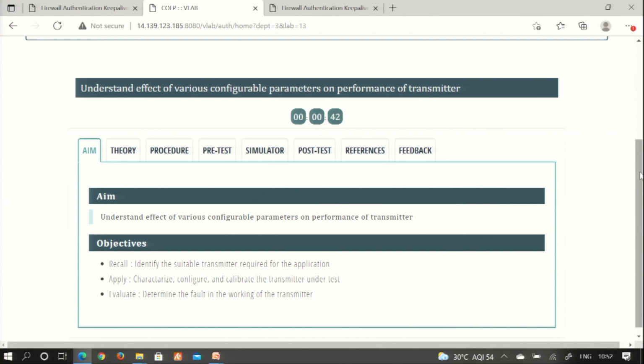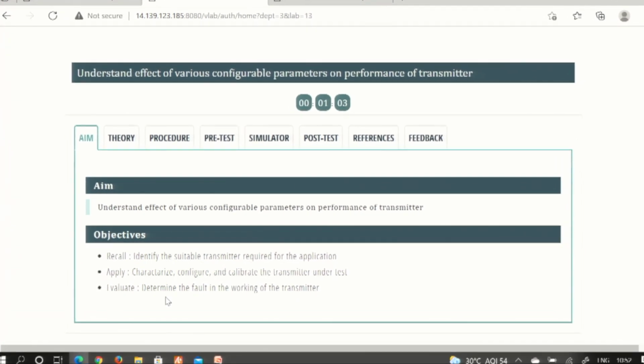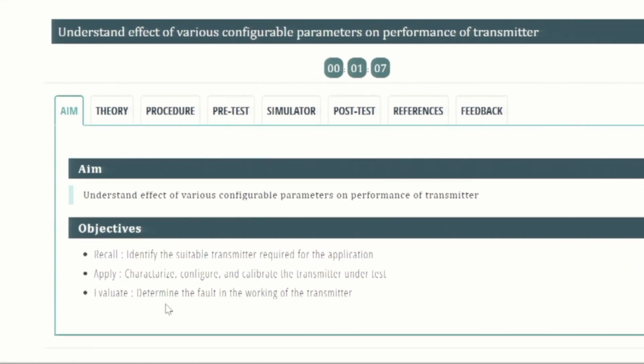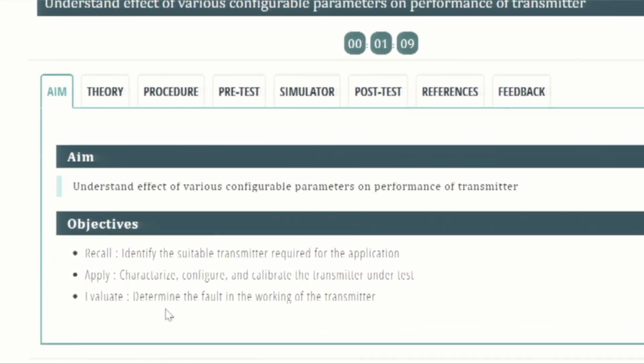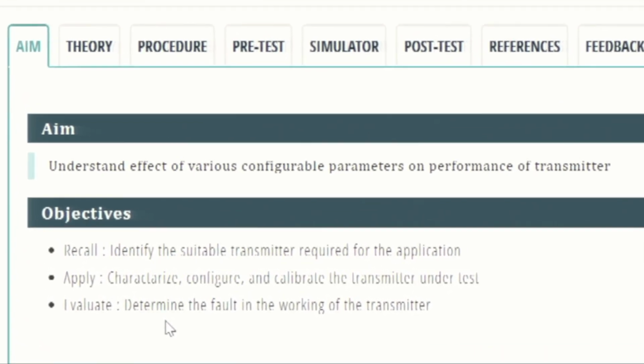So, suppose a student has read these objectives, what is exactly expected from him, and you will find here the Bloom's taxonomy of recall, apply and evaluate, which we have used. But the verbs which are there, as far as the industrial usage is concerned, are slightly different from Bloom's taxonomy, where you will find recall means identify the suitable transmitter required for the application. Apply means characterize, configure and calibrate the transmitter under test, and evaluate means determine the fault in the working of the transmitter.